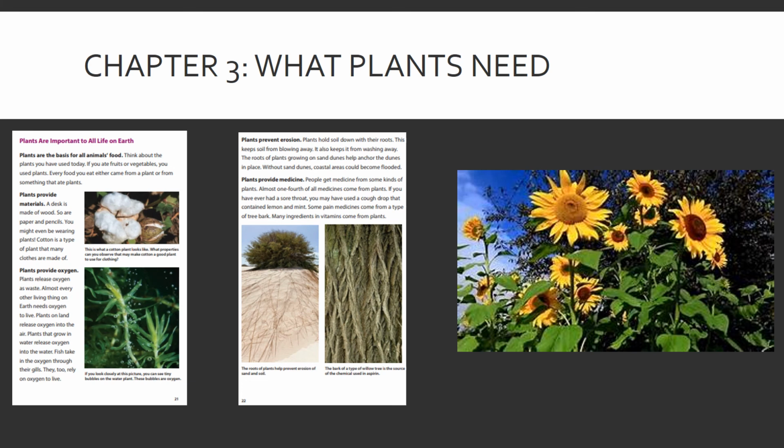Plants also provide oxygen. Plants release oxygen as waste. Almost every other living thing on Earth needs oxygen to live. Plants on land release oxygen into the air. Plants that grow in water release oxygen into the water. Fish take in the oxygen through their gills. They too rely on oxygen to live. So if you look closely at the bottom picture, you can see that there are tiny little bubbles on the water plant. And these bubbles are oxygen that is being released by the plant.